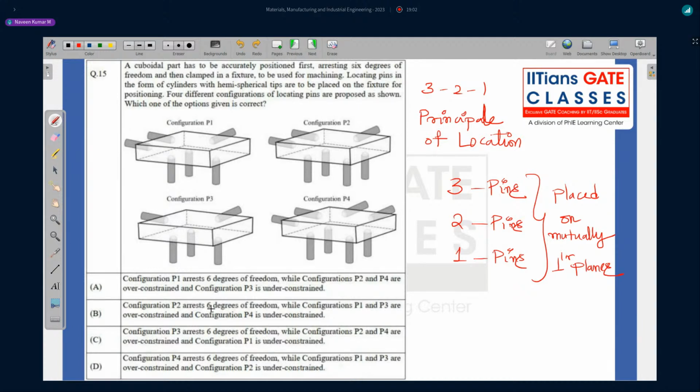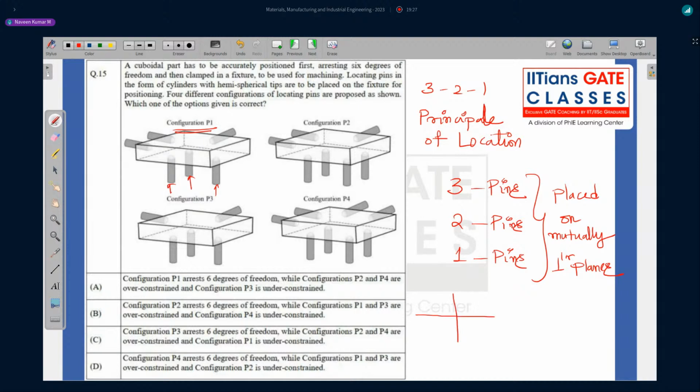So based on this, we can try to match the options. Before going to the options, we will see which is over constraint and which is under constraint, and then we'll pick the solution. That's it, right? So the first one, P1 configuration. In P1 configuration, if you see here, the 3 pins are put here. So what are the degrees of freedom that you're trying to arrest? That is very important.